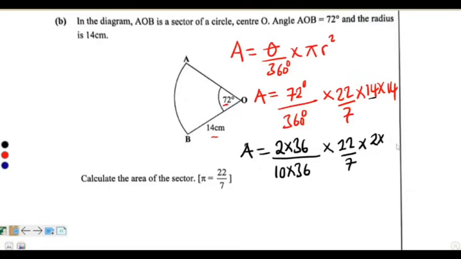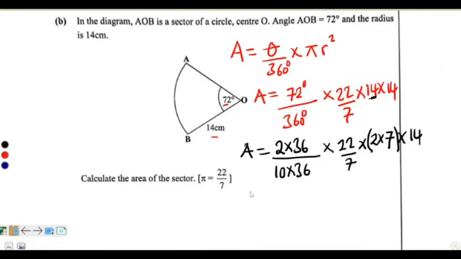We say 2 times 7, then times 14. So where we say 2 times 7, then times 14, this one, okay? What I've done is this 14, I've just said 2 times 14. Sorry, 2 times 7 is 14, then times this 14.